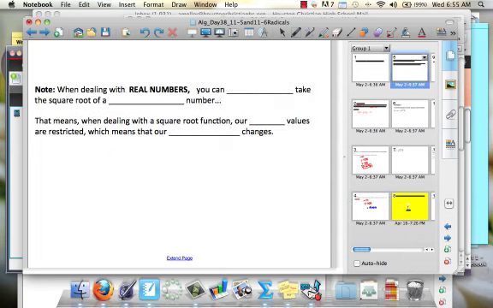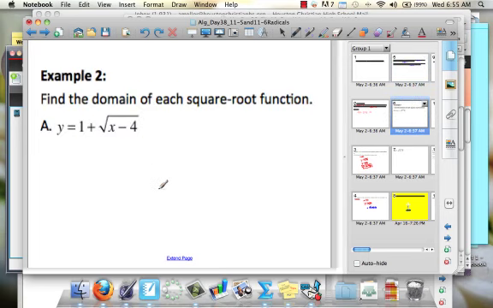Note, when dealing with real numbers, you can never take the square root of a negative number. This means that when you're dealing with a square root function, our x values are restricted, which means that our domain changes. Remember we talked about domain earlier this year. Domain is the values of x that are able to be used in the function. So let's see what this does.